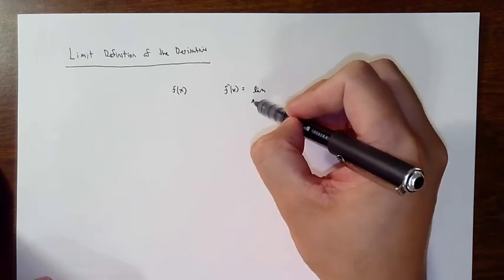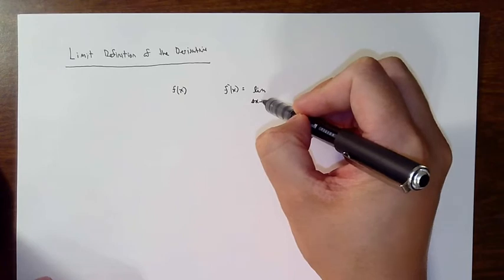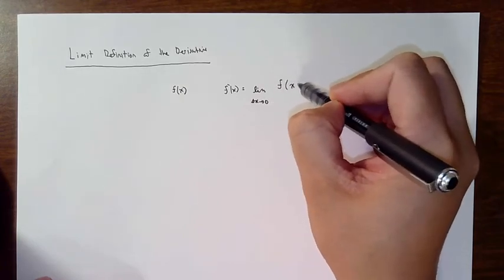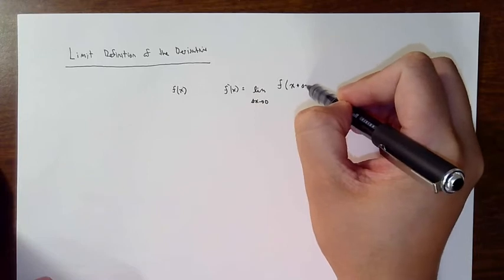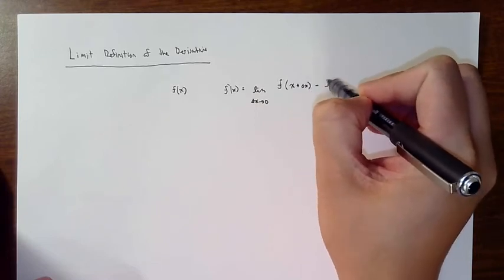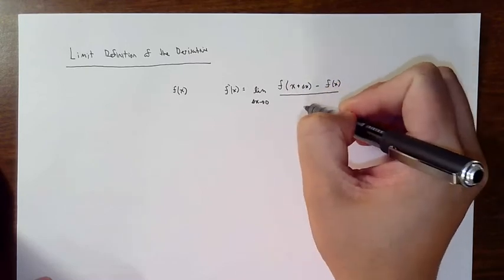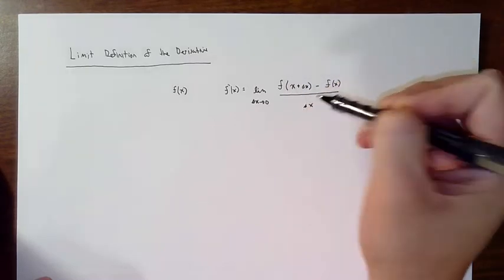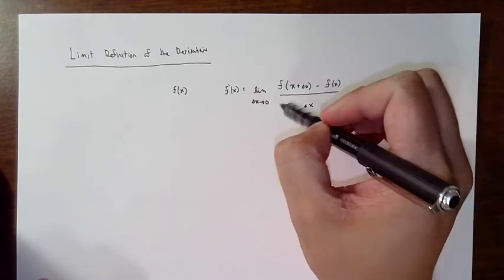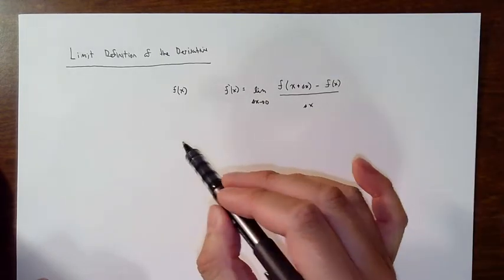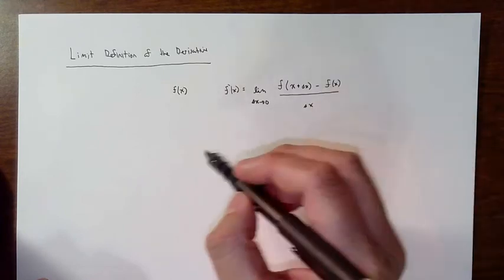as delta x approaches 0 of f of x plus delta x minus f of x over delta x. Okay, so this is the formal definition, and I'll do a basic diagram of what's happening here and why this should be the definition.